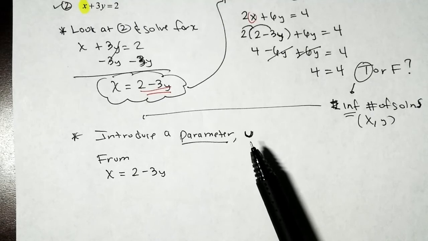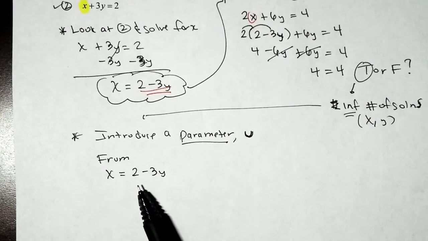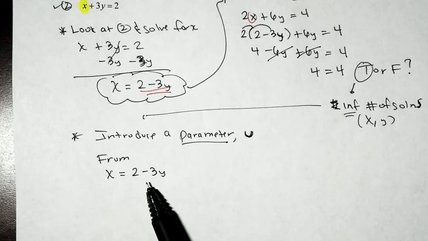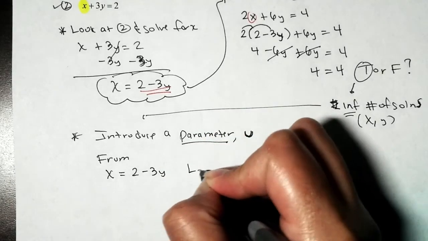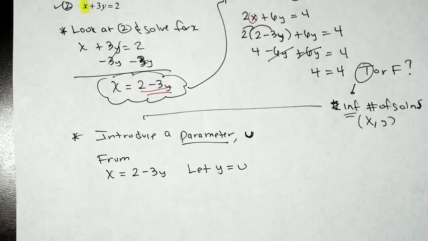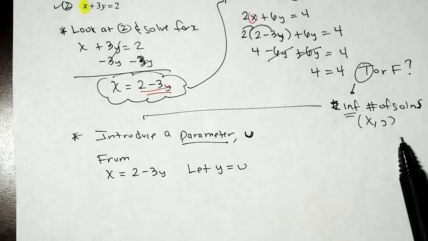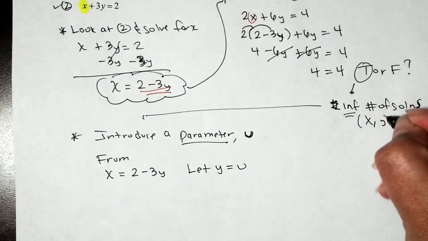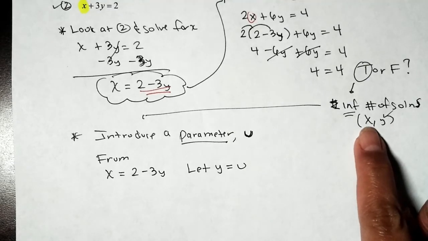What I want to point out is this. From this equation, we already have something that's solved for x. So what I recommend is that you let the other guy represent u. So we're going to say let y equal u. Okay. So again, we wanted to write expressions in terms of this parameter u. We already have something for y. y equals u. Now we need to work on getting an expression for x in terms of u.